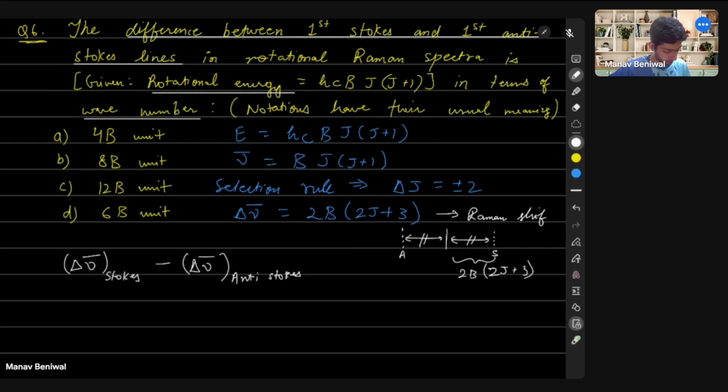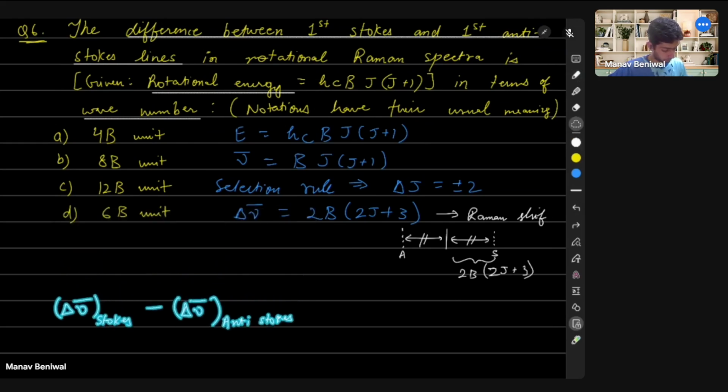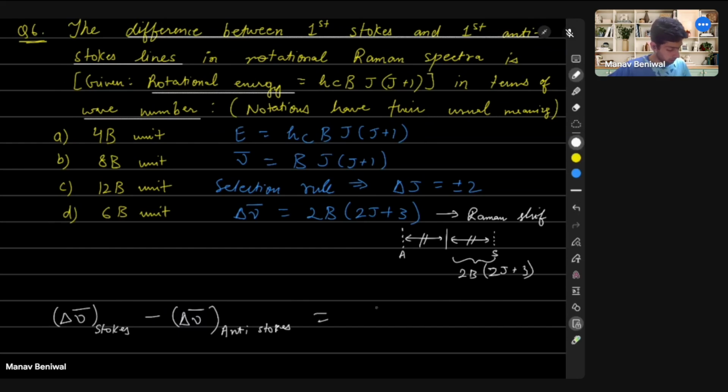So therefore this difference will be 2 times delta nu bar, or 4B times 2J plus 3.